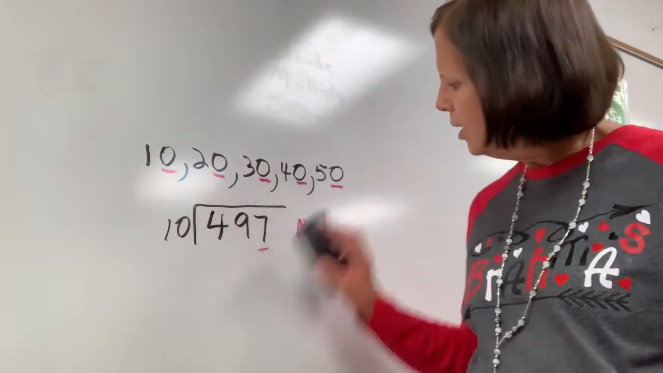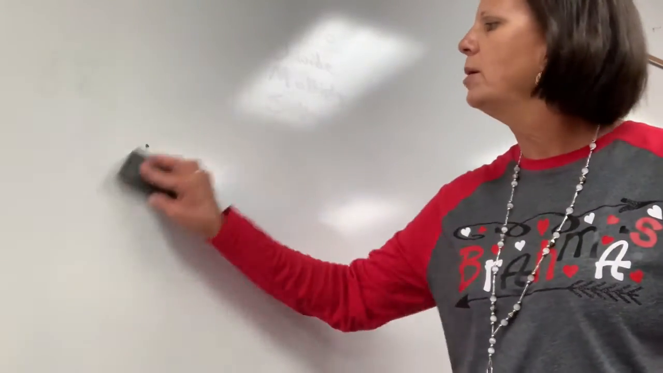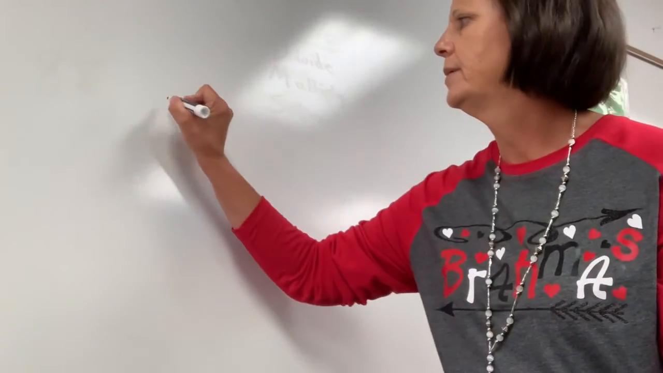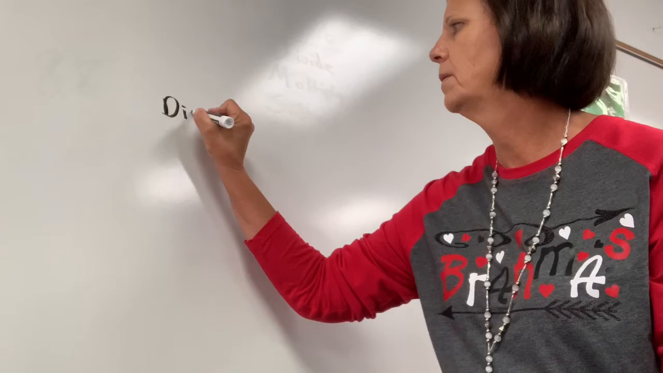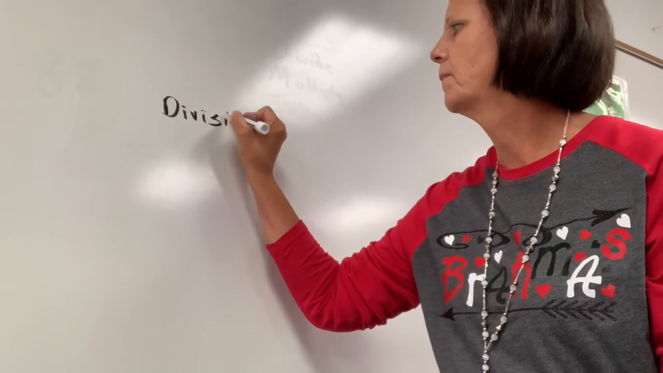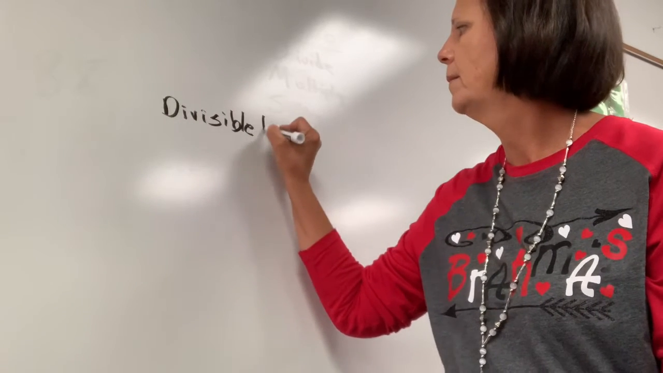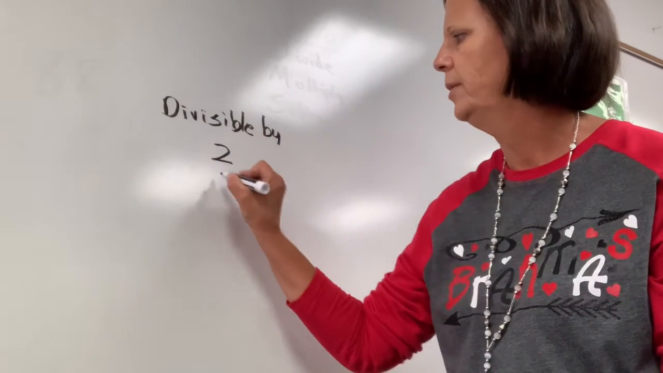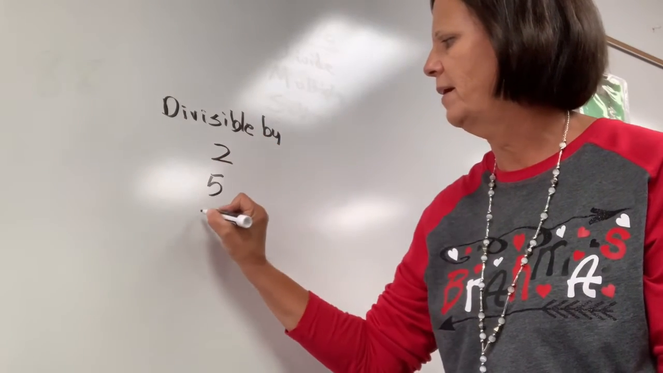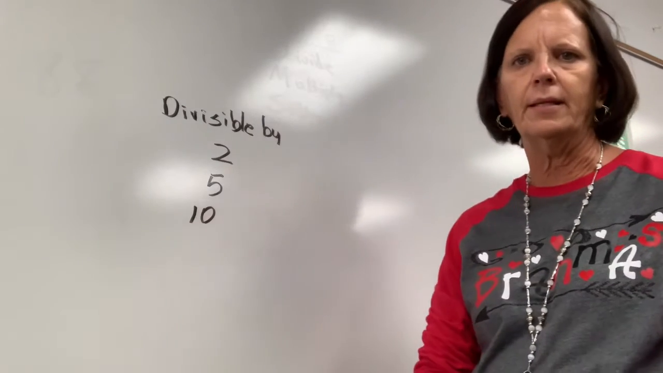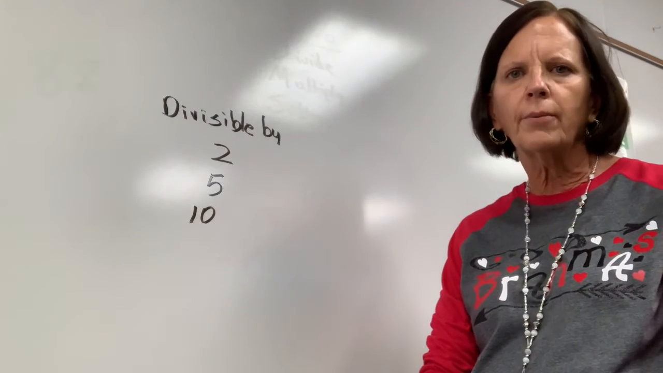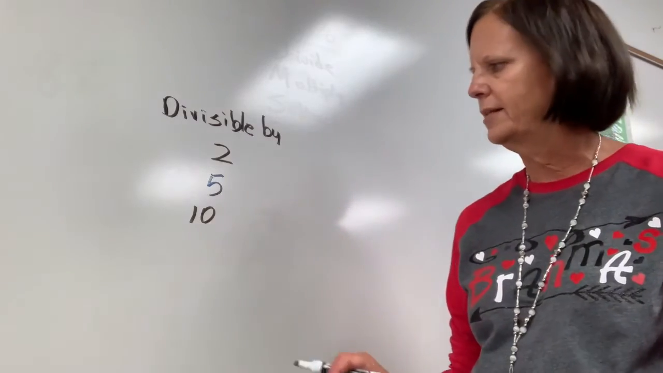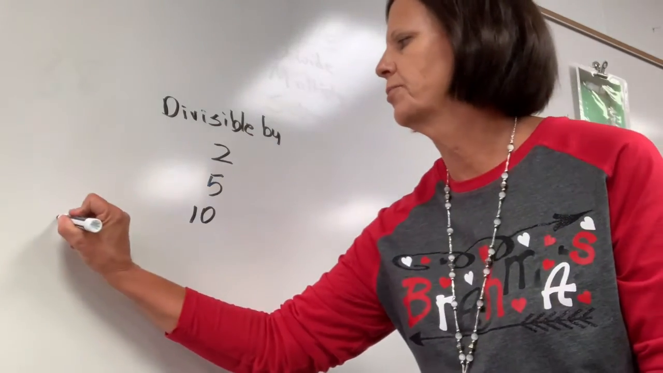Now, we're going to try to put them all together. So we're going to check to see, is a number divisible by 2, 5, and 10? I'm going to ask, is it divisible by 2? Is it divisible by 5? And is it divisible by 10? So we're going to try them all at one time. So I'm going to work one first, then I'll have you guys try some.